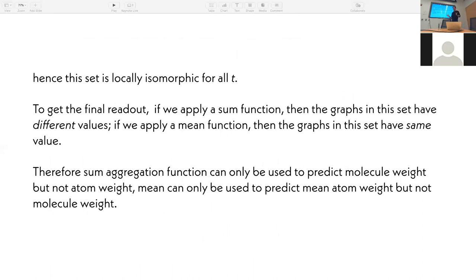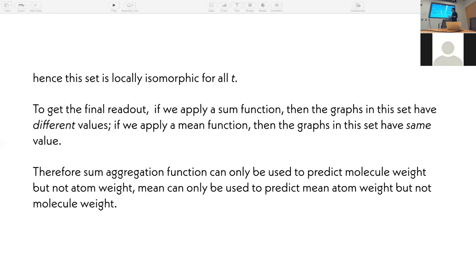So no matter how many rounds of message passing, you now want to use the readout function to get an answer. To simplify the case, if we just look at the last frame in this trajectory, then you have a set of exactly identical nodes and exactly identical edges. If you use a sum function, it's going to give you different answers, proportional to the size of the system. If you use mean aggregation, then it's going to give you the same answer. So if you use a sum function to predict the average weight, it's going to be wrong. If you use the mean function to predict the sum weight, it's going to be wrong.